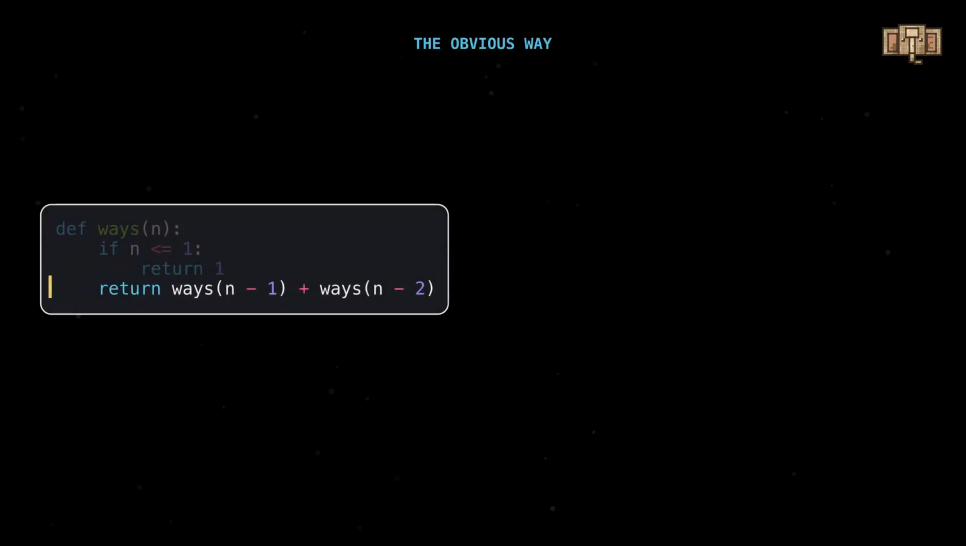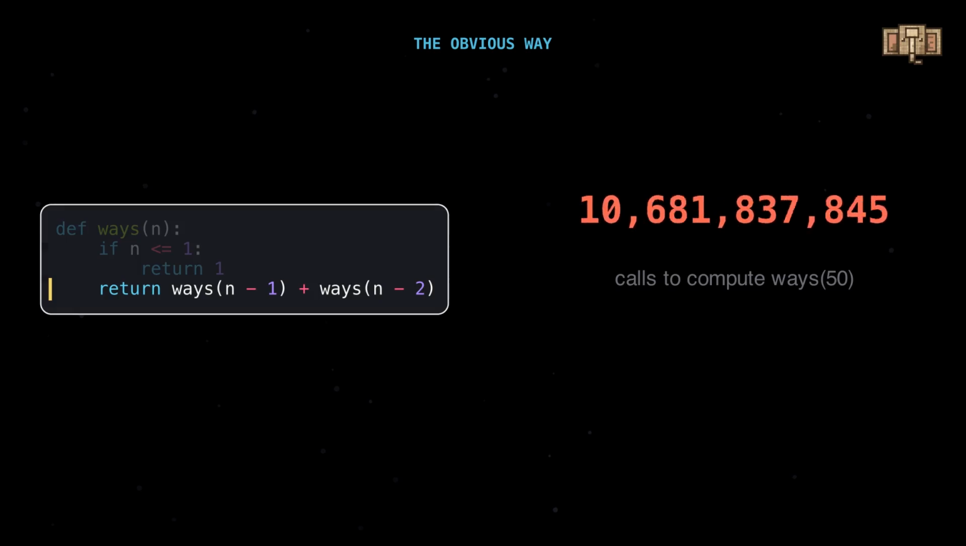Write it the obvious way, a function that simply calls itself. It is correct and it reads beautifully. But run it for 50 steps and it makes over 20 billion calls. Something here is deeply, deeply wrong.